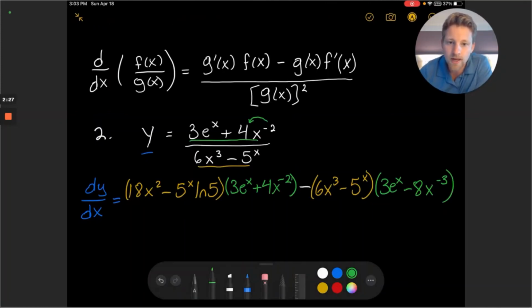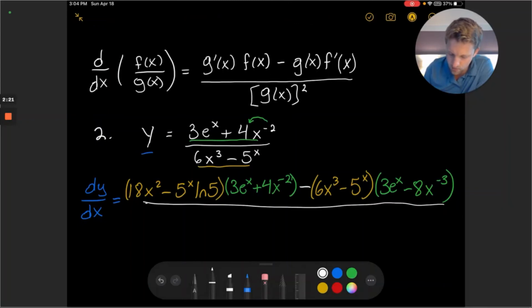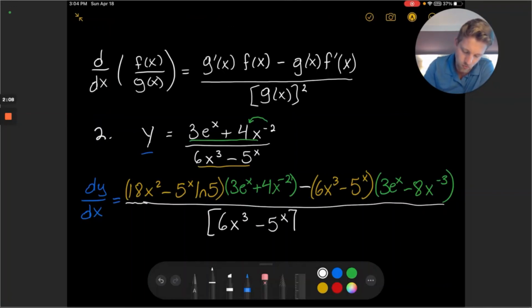And the final thing we have to look at is dividing everything here by the denominator squared. So we'll take this denominator function, 6x cubed minus 5 to the x power, and I'll put a bracket around all of that and square it. So there's a lot going on in this final derivative, but hopefully walking through these steps is helpful.